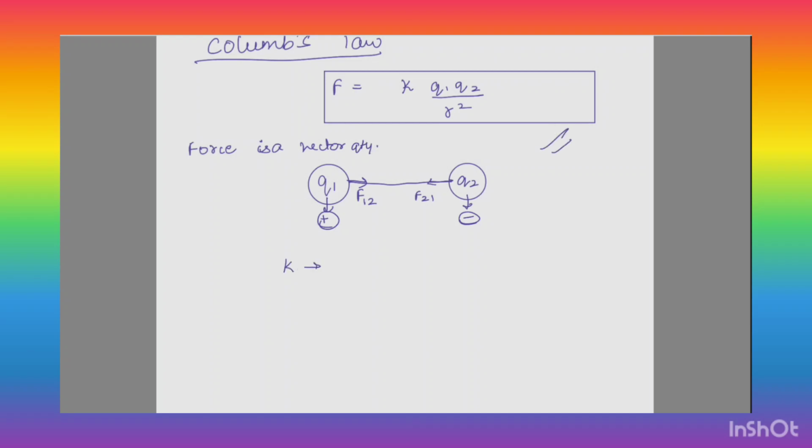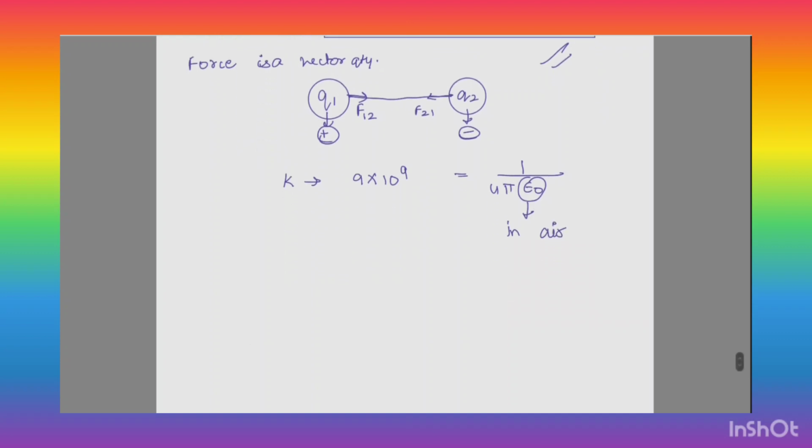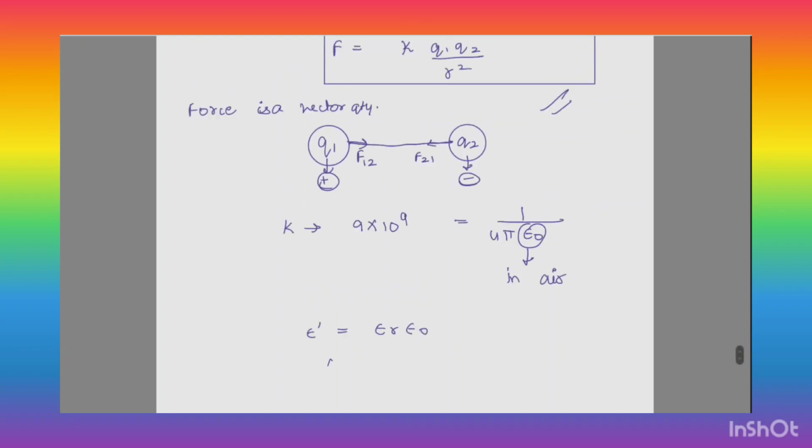Here K is a constant that depends upon the medium. If it is air, its value will be 9 into 10 to the power 9. It can be written as 1 upon 4 pi epsilon naught. Epsilon naught is for air. If a medium other than air is present, it is represented as epsilon dash. Epsilon dash can be written as epsilon relative into epsilon naught. Epsilon relative is epsilon dash upon epsilon naught.